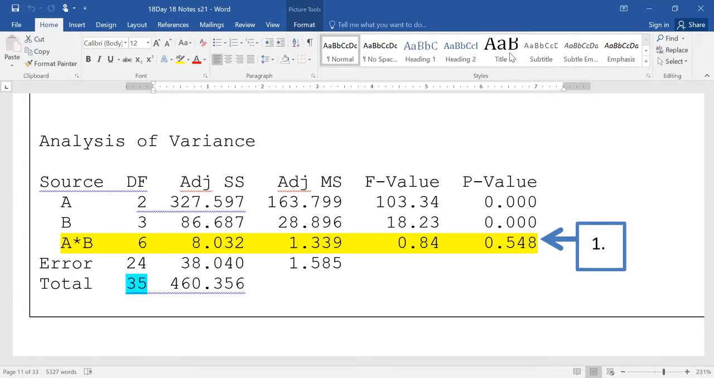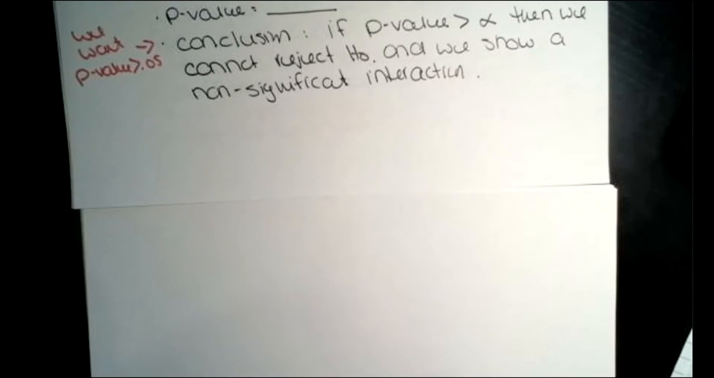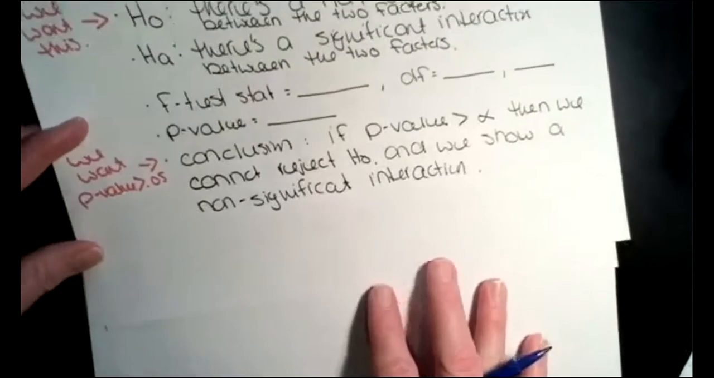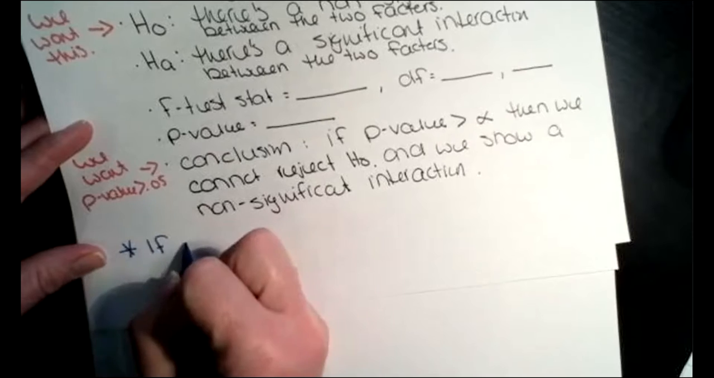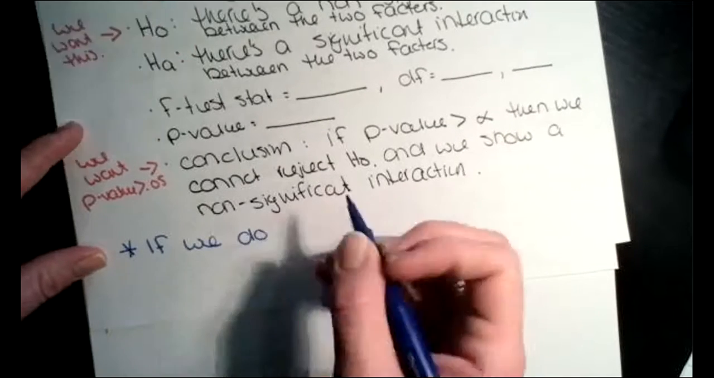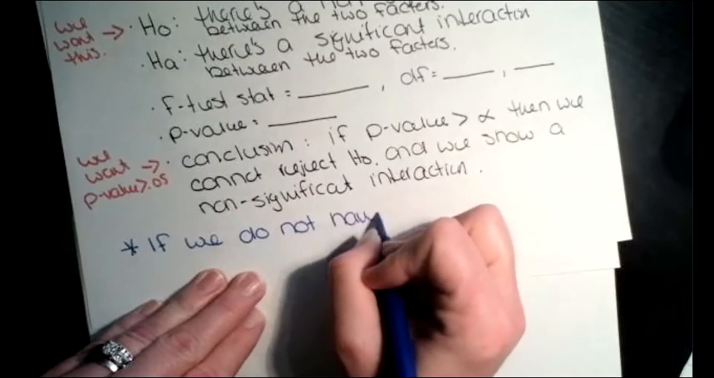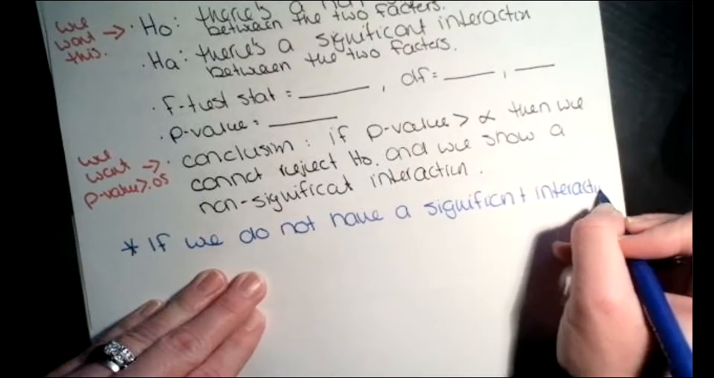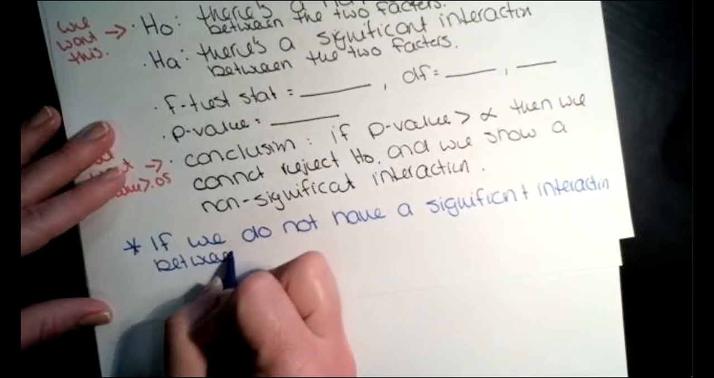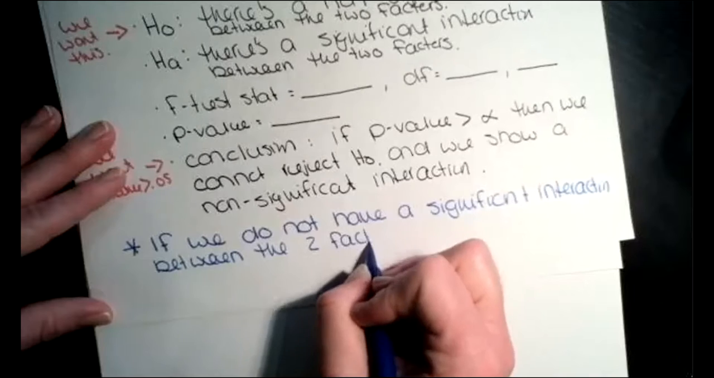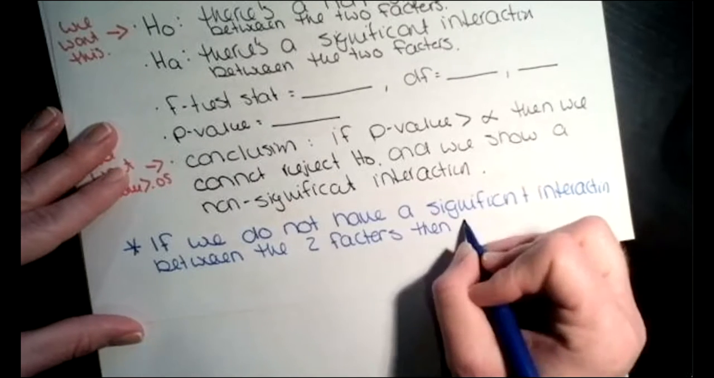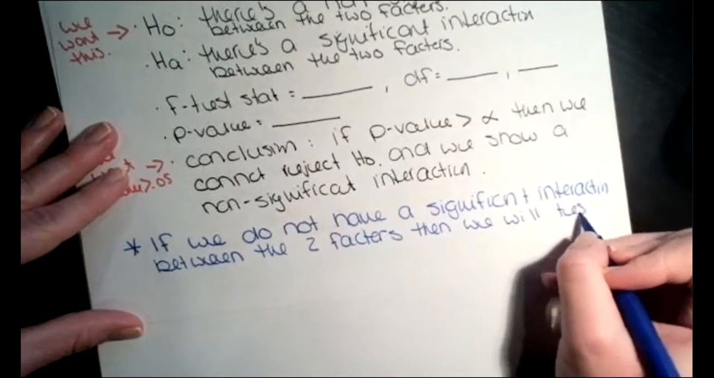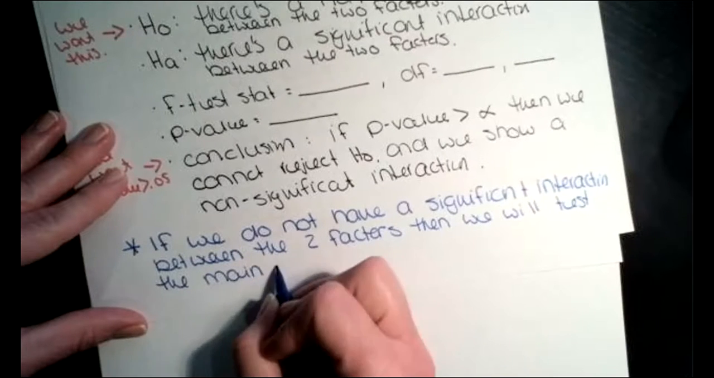Okay, so now I'm going to stop this share and we'll take a look at our notes again. So that's the interaction. Now, if there is not an interaction, then we can move on and test what we call the main effects. So I'm going to write that here. If we do not have a significant interaction between the two factors, then we will test what we call the main effects.